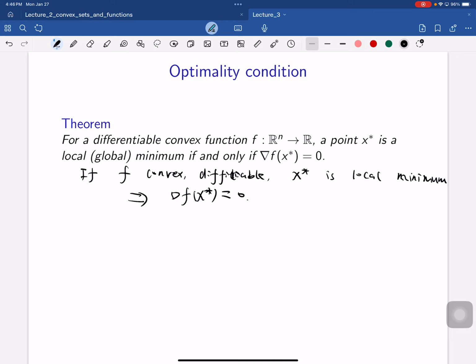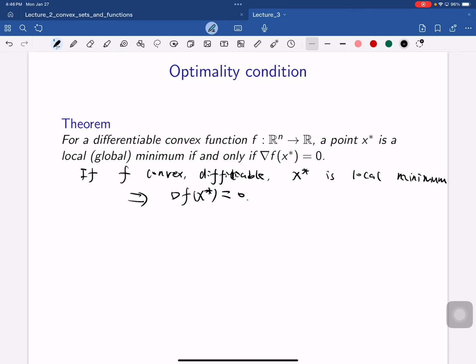Well, it means if we move in the direction opposite to the gradient, then the value will decrease. Yeah, exactly, right. So that's sort of the intuition.